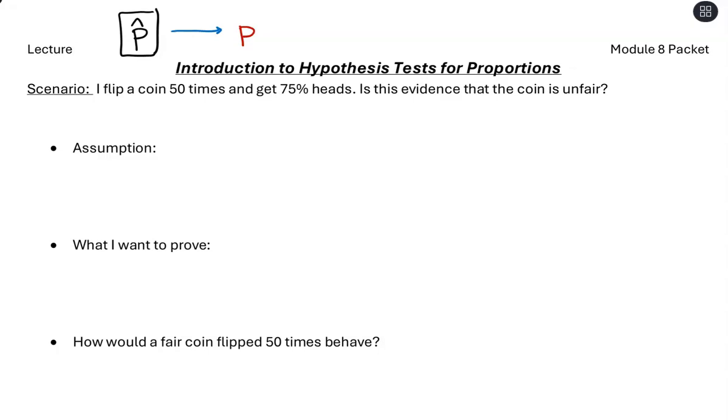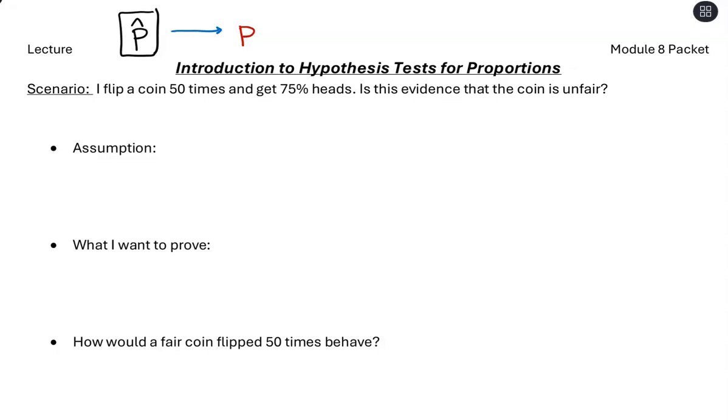So let's take a look at this scenario here. I flip a coin 50 times and get 75% heads. Is this evidence that the coin is unfair? The idea being, I expected to get close to 50%. Maybe not exactly 50%. We could be a little above, a little below, but 75% seems pretty high up there, and that would have me scratching my head of, ooh, is this coin actually 50-50?